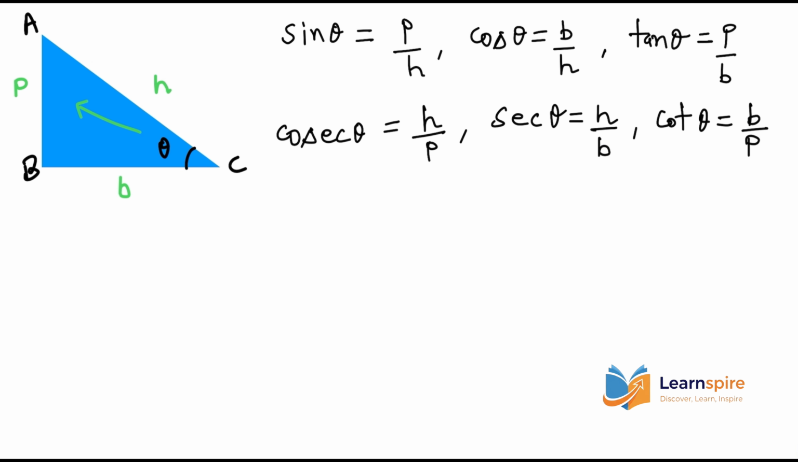As we have already discussed, in any right angled triangle, there can be only six possible ratios. First one is sine theta, that is the ratio of perpendicular to hypotenuse, and its reciprocal cosec theta as hypotenuse to perpendicular. Similarly, cos theta equals to b upon h and sec theta is equals to h upon b, and tan theta is the ratio of perpendicular to base and cot theta is the ratio of base to perpendicular.